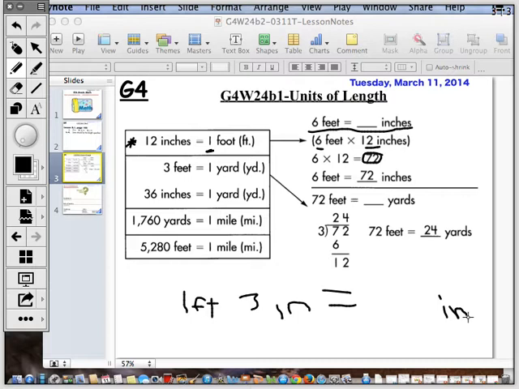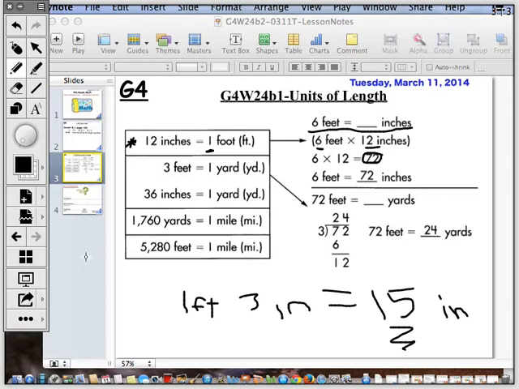Right, Leo? How did you get 15 inches? I did 12 because there are 12 inches in a foot. I added 3 inches. Very good. So that would be 15 inches. Does everybody see that? So what Leo said was she took 1 foot, which is 12 inches, added the 3 inches to it to get 15 inches.